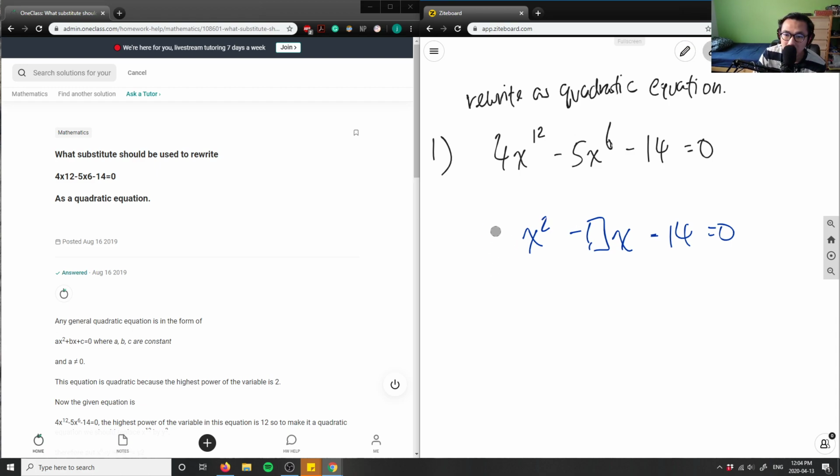So how would I get from 4x to the 12 to x squared? What would I have to do? I can say this is a difference, or if I'm doing x to the 12, I can divide it by x squared, right? Or sorry, I'm not dividing.